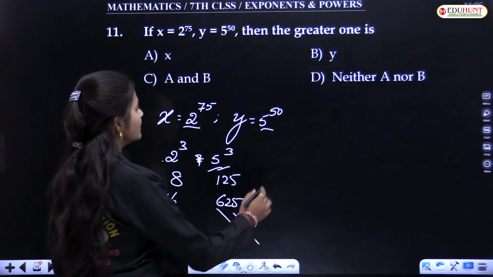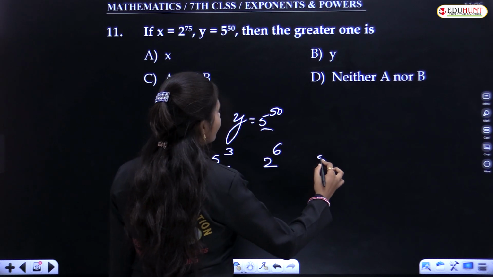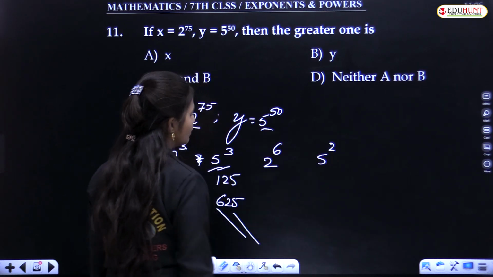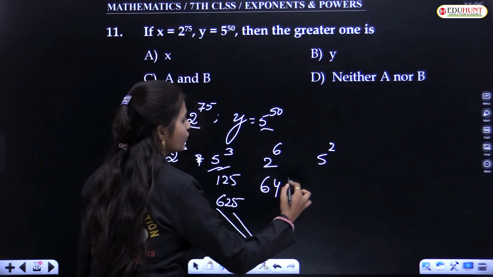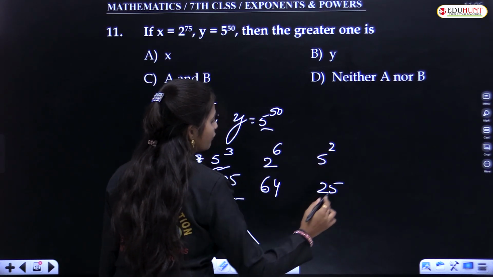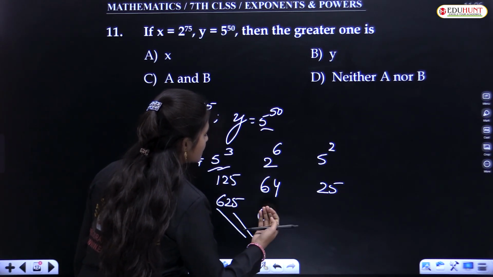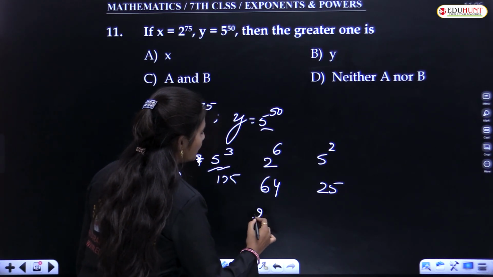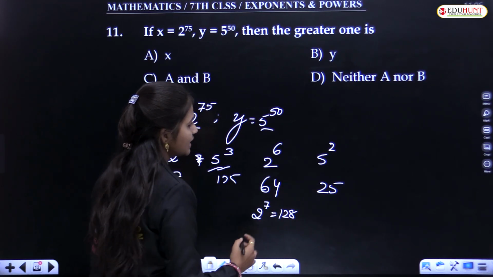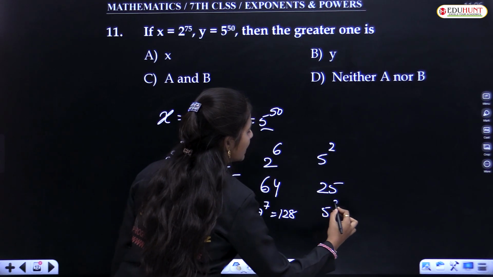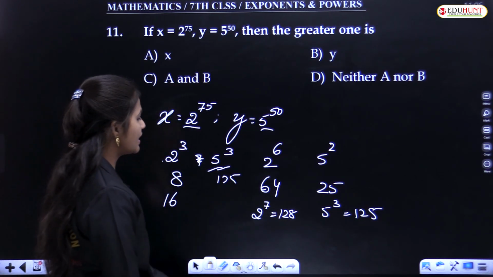Or else just take 2 power 6 value and here 5 square value. Just observe these two. 2 power 6 is equal to 64 and here 5 square is 25. Next take one more value. 2 power 7 is equal to 64 into 2, which is 128. Here I am increasing one more, that is 5 cube is equal to 125. Next take one more.